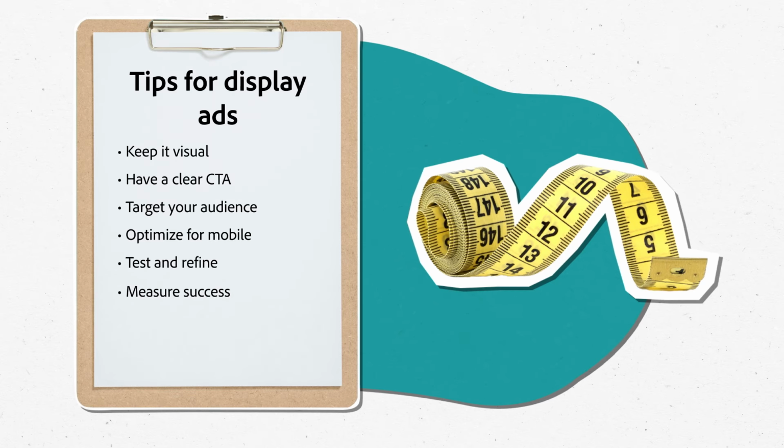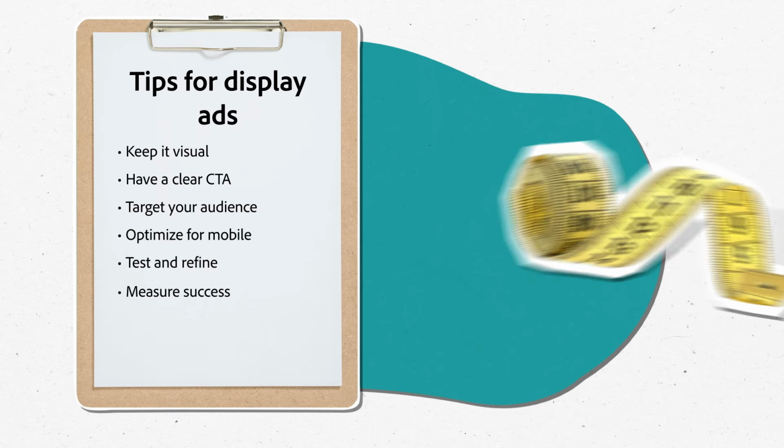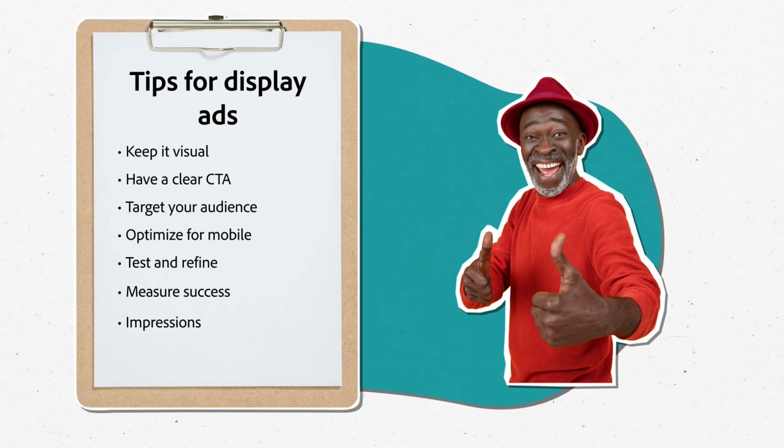Just setting up display ads isn't enough. You need to track their effectiveness. Focus on these metrics: click-through rate, or CTR, how many people clicked your ad; cost per click, or CPC, how much are you spending per click; and conversion rates, are clicks turning into actions; finally, impressions, how many people saw your ad. Display advertising is a powerful way to showcase your brand, engage your audience, and drive results.